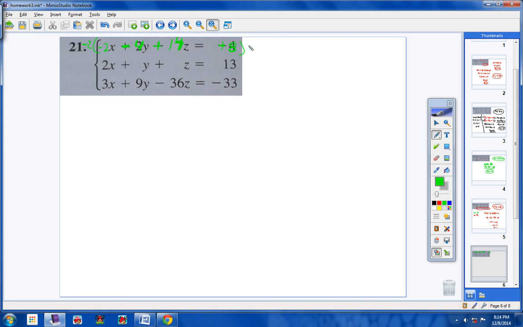So I'm going to take this equation here and this equation here and combine them. And these will cancel. Negative 4 plus 1 is negative 3y. 14 plus 1z would be 15z. And 8 plus 13 would be 21. So negative 3y plus 15z equals 21. Okay, so there's one equation with a y and a z.